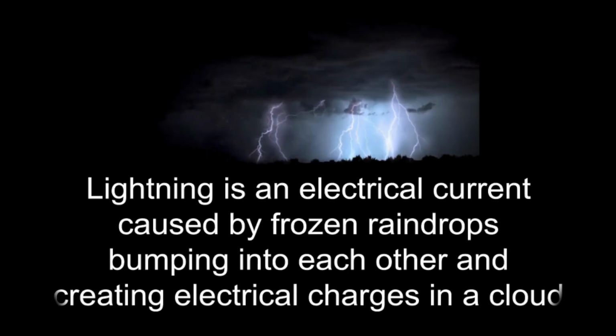Where there's rain, there are sometimes storms. Inside these cumulonimbus clouds are little particles of ice and water. When all the particles bump into each other, electricity builds up inside the cloud. After a while, the whole cloud fills up with electrical charges.